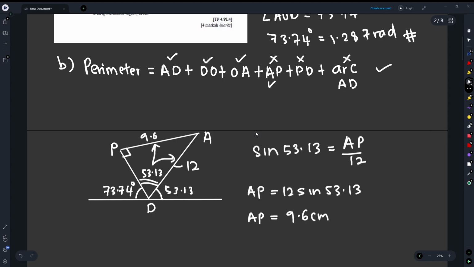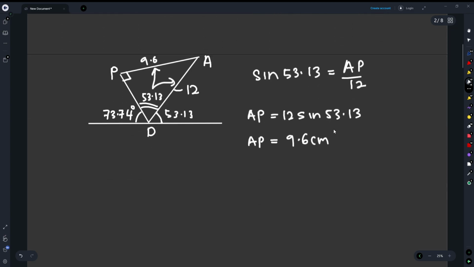This one has already been found out. So next you have to find your PD. You already used trigonometry. Now use Pythagoras theorem. This is a right angle triangle here. So 12 squared is equivalent to 9.6 squared plus PD squared.